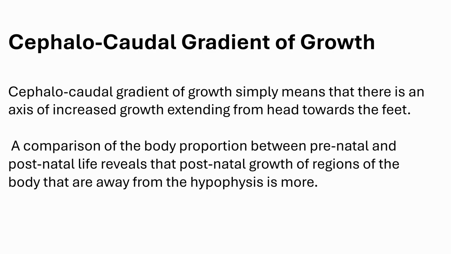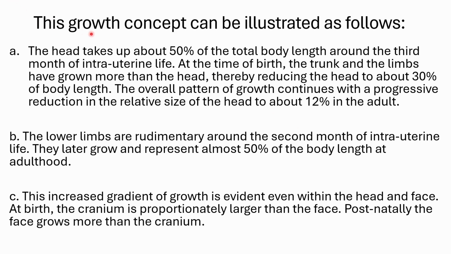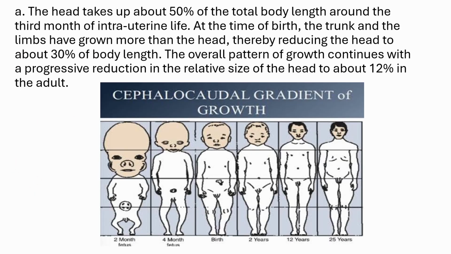Okay, next. The growth concept can be illustrated as follows. They are A, B, and C. We'll learn it individually. So A, head takes up about 50% of the total body length around third month of intrauterine life.